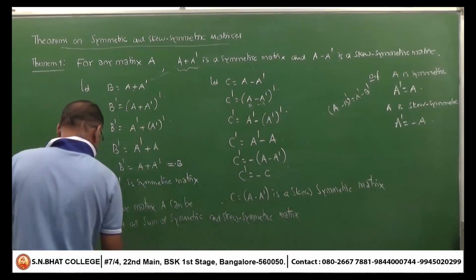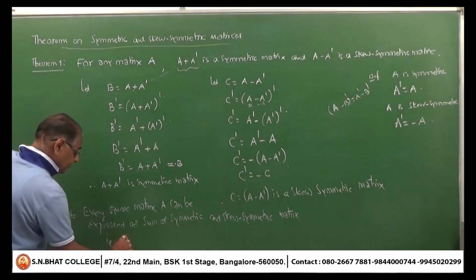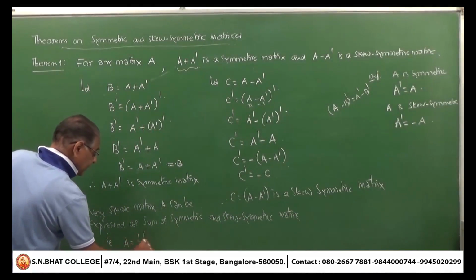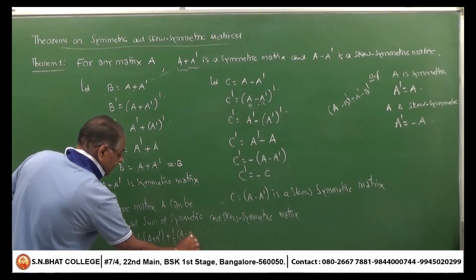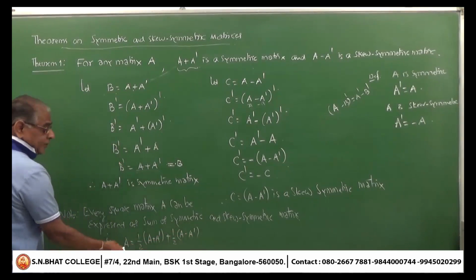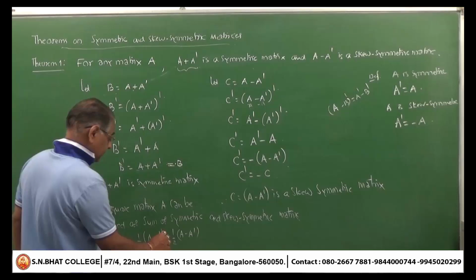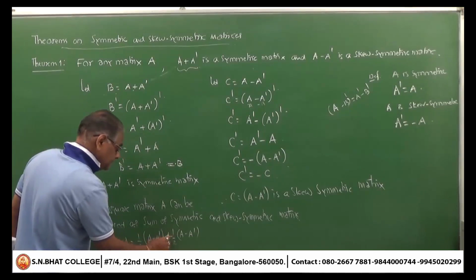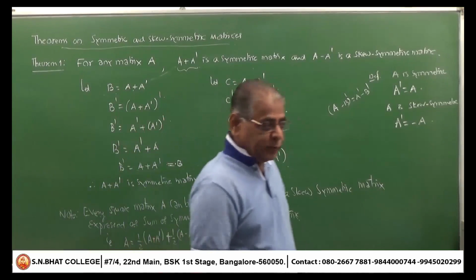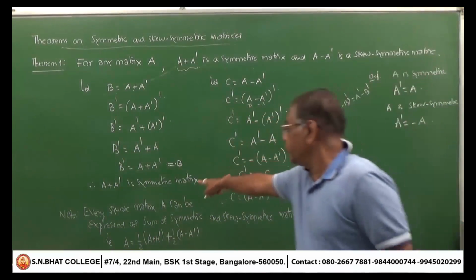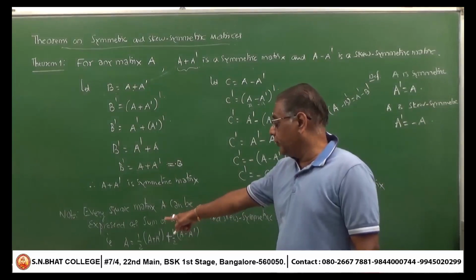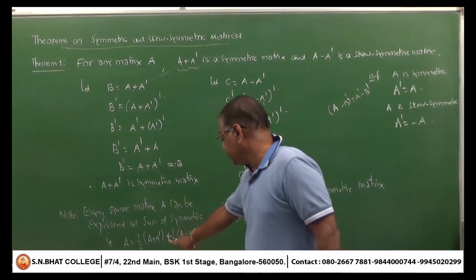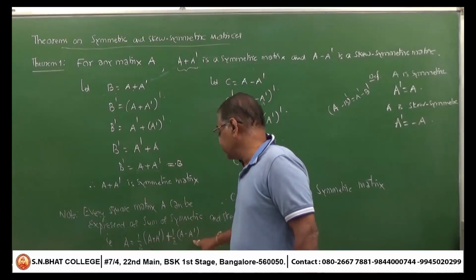That is, A can be written as half into (A plus A transpose), which is symmetric, plus half into (A minus A transpose). This is one of the important results. A plus A transpose is symmetric. Just now we have proved A minus A transpose is skew symmetric. Therefore, every square matrix can be written as the sum of a symmetric and a skew symmetric matrix.